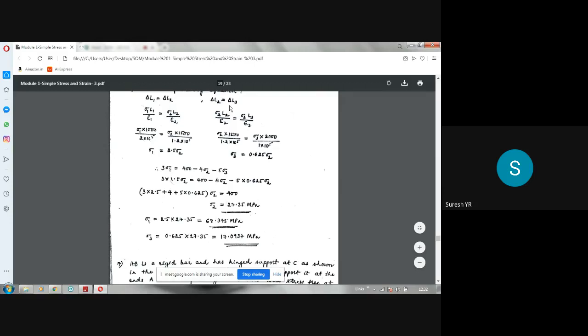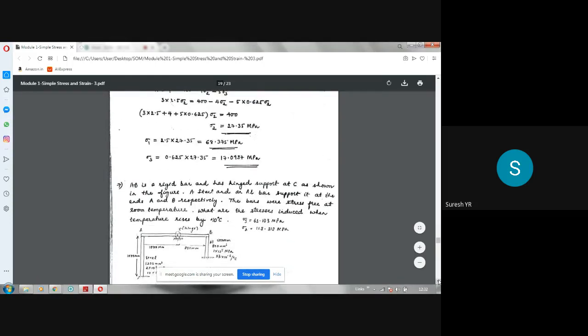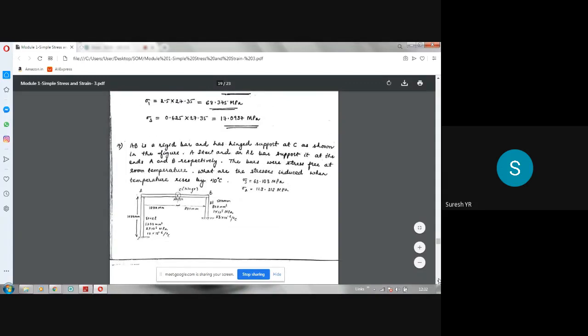So you will get the value in millimeters. This is another problem wherein it is subject to only force. There is no temperature stress problem, so don't worry about this problem.